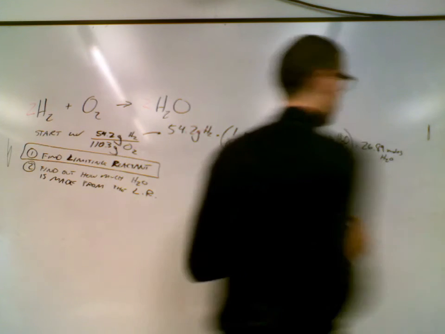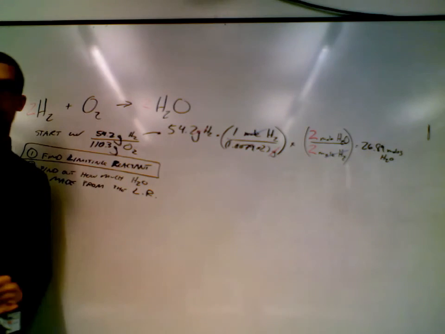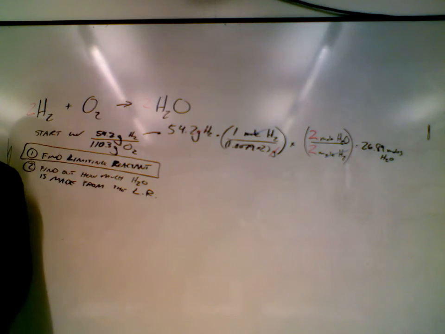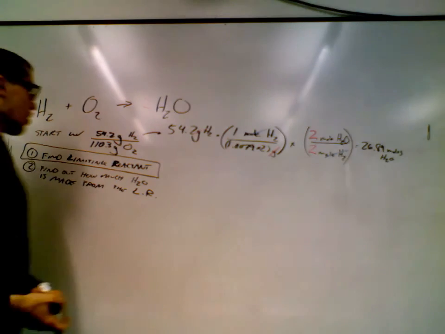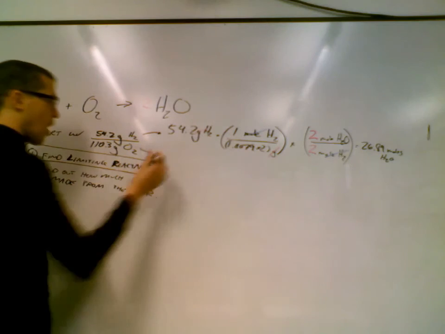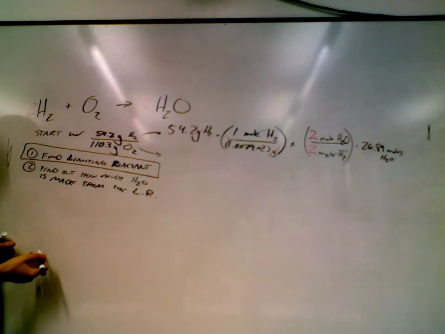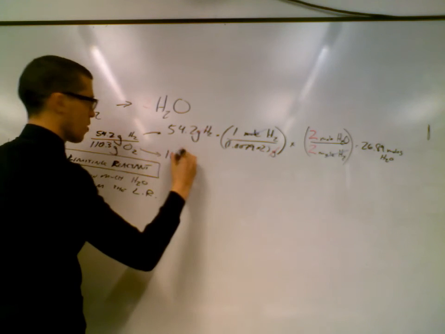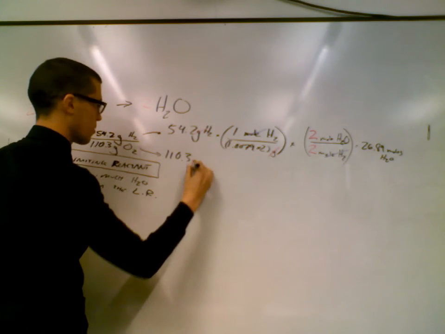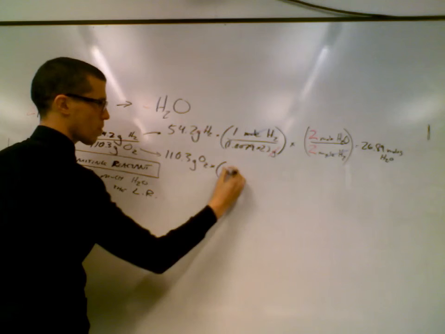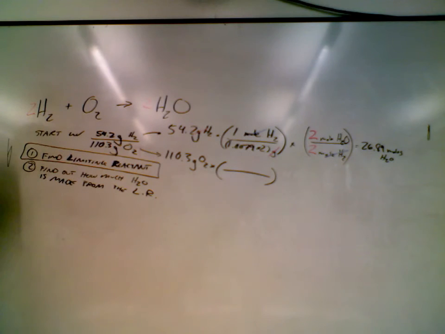Now most of the problems I've been giving you so far have been really small amounts of moles. They've been like 0.001 or something like that. But they can still be big numbers like that. That's okay. All right, let's do this one over here. We need to find how much H2O this makes. So we'll start over here. 110.3 grams of O2.